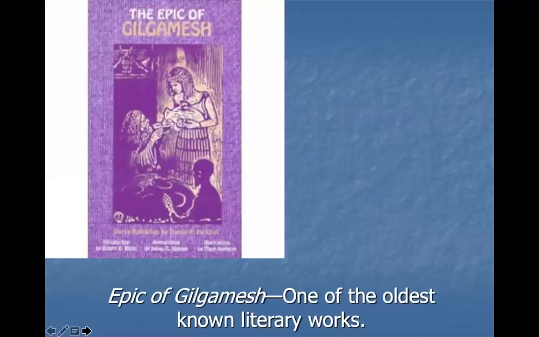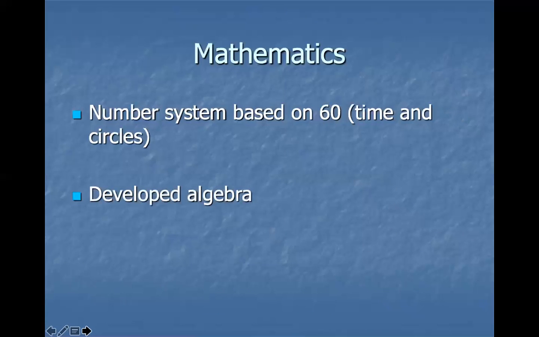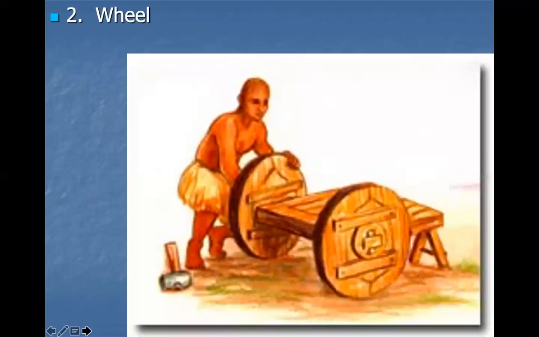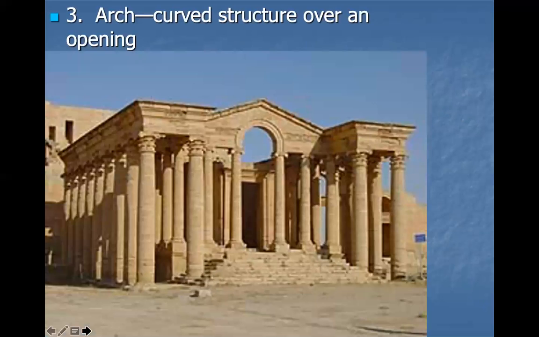Education was limited. In the video, the girl is a scribe. She could not really have been a scribe because only boys received an education. Epic of Gilgamesh is one of the oldest known literary works. She tells you all about that. They developed a number system. Don't pay attention to that algebra, because it's a form of algebra, but not what you consider algebra like you guys take. Lunar calendar. It's believed they developed the wheel and the arch.